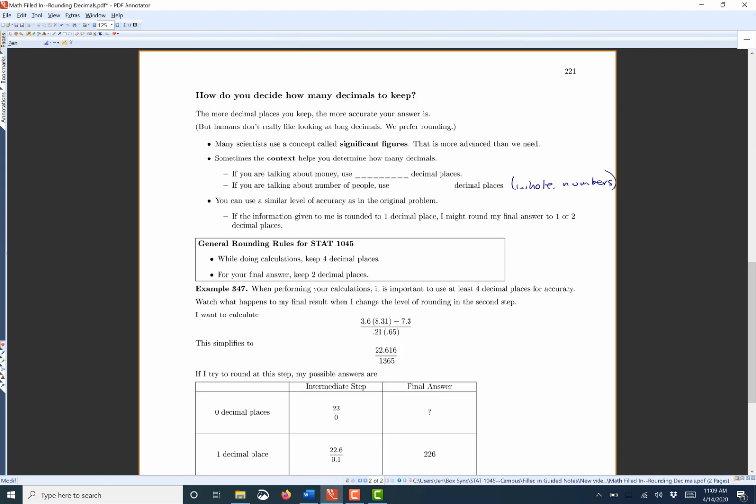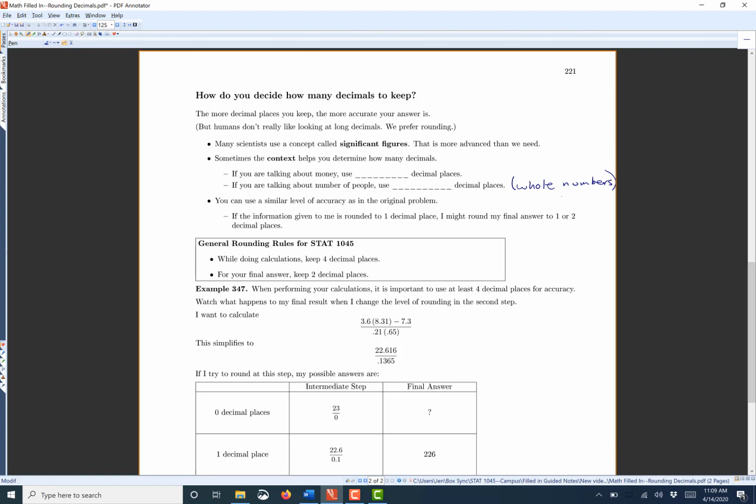You can also use a similar level of accuracy as your original problem. So like if the information given to me is rounded to 1 decimal place, I would probably round my final answer to 1 or 2 decimal places. I'd keep it fairly similar. In general, though, we have some general rules. Now, this doesn't mean that you have to do this every time. Like I said, if everything was 1 decimal place, I'd probably keep my answers 1 decimal place. Or if I was talking about people, I'd probably do whole numbers.